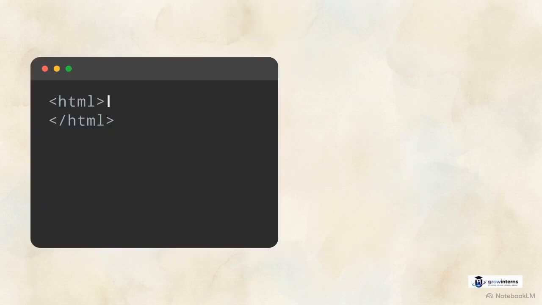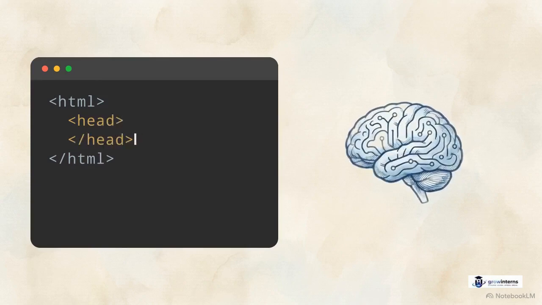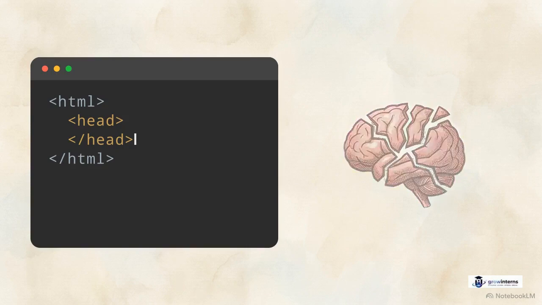Inside that root, the document immediately splits into two distinct sections. The first is the head. Think of this as the invisible brain of the document. It is strictly reserved for critical metadata, not the user-facing content. If you forget to give this brain the right instructions, things break.